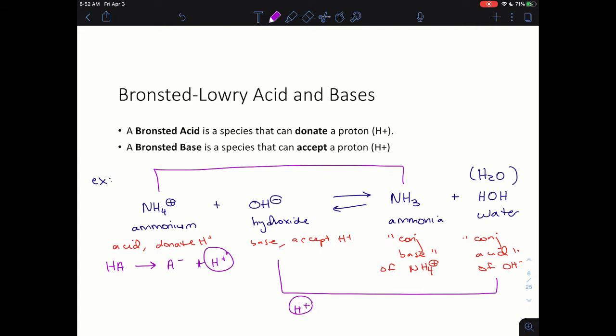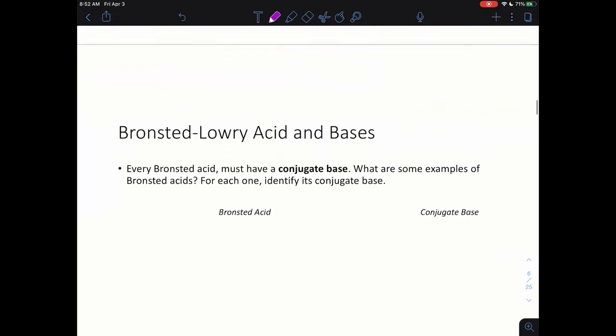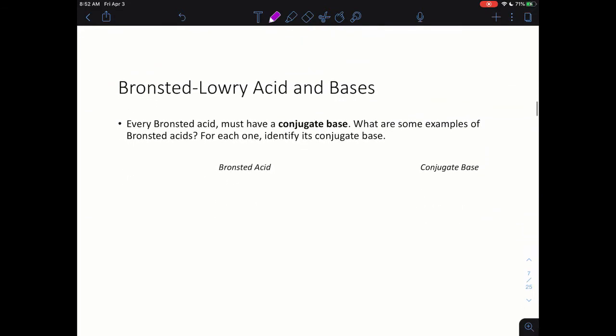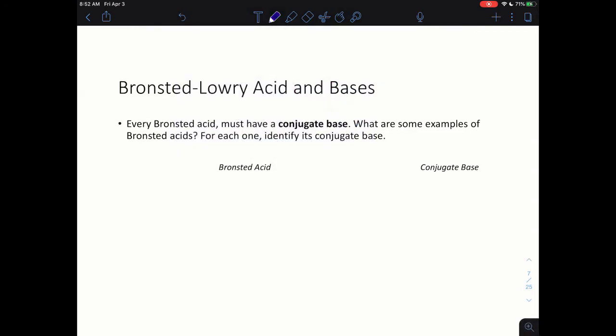Conjugate base, it accepts that proton. It accepts it. Conjugate base B- to make HB. So in this case, it's B-, and so it makes HB. Now, every Bronsted-Lowry acid, as you know, has a conjugate base, right? Whatever it becomes when it donates that proton is the conjugate base.